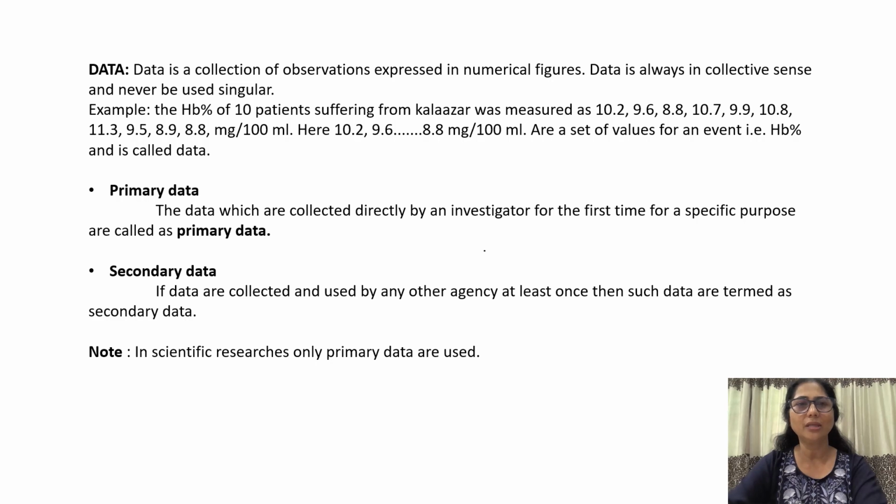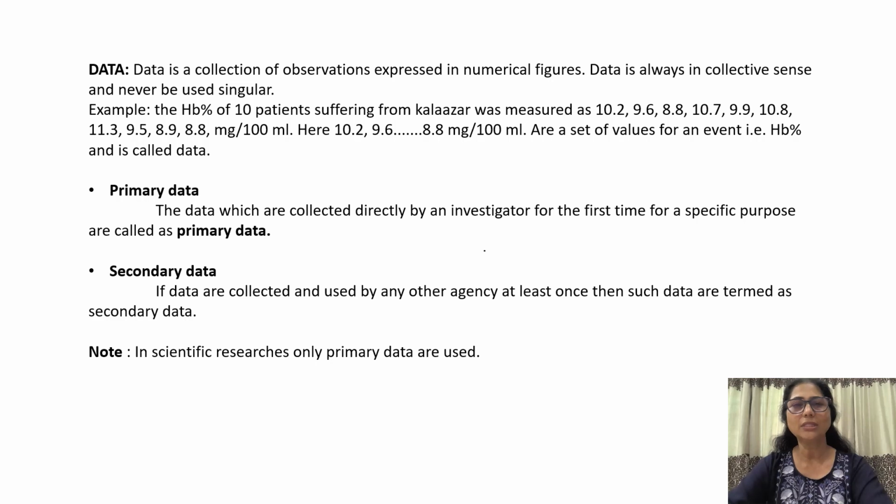Data can be of two types, primary and secondary. Primary data is collected directly by an investigation, an experiment or a survey, for the first time and for a specific purpose. Like in this example, this data shows the primary level, as we are going to measure it from the 10 patients.